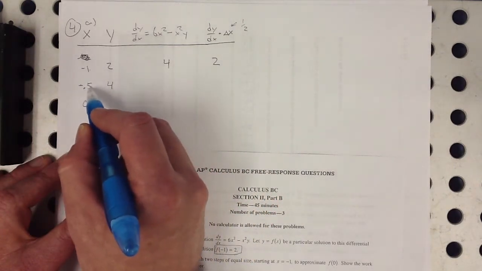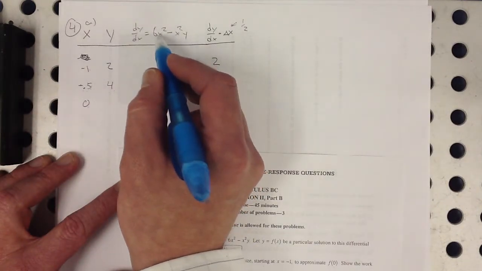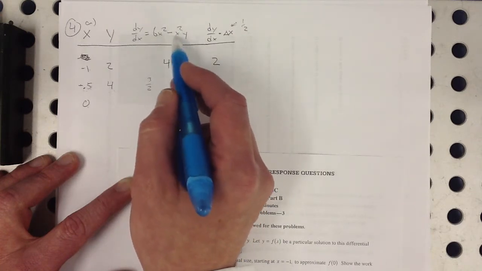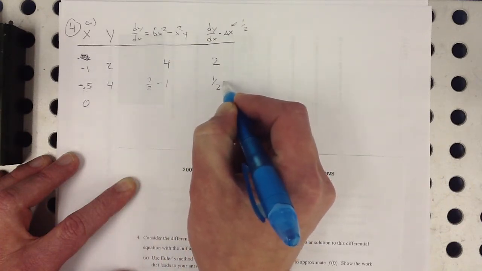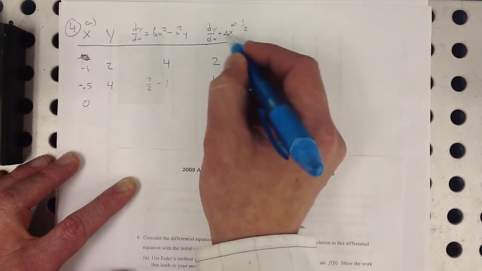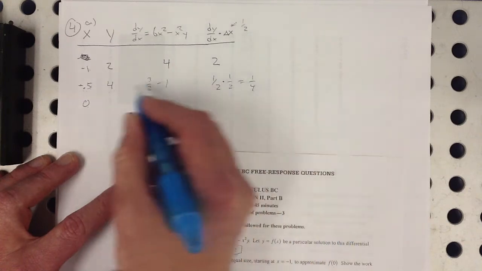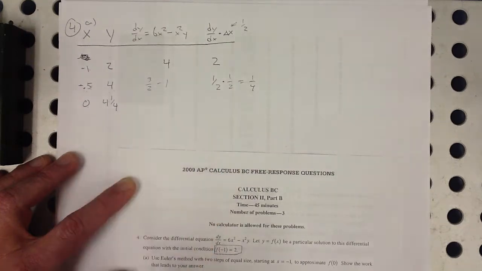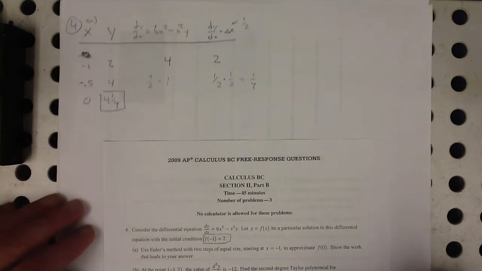So -0.5 squared is positive 1/4. So 6 over 4, that's 3/2. And then again, that's 1/4 times 4, minus 1, so that would be 1/2 times the 1/2, that's the delta x, which is 1/4. So that's the change in y, so it looks like that brings me to a y value of 4 1/4. And hopefully that is the correct answer. So 4 1/4, and this is the work that leads to my answer, so I don't need to show any more than that.